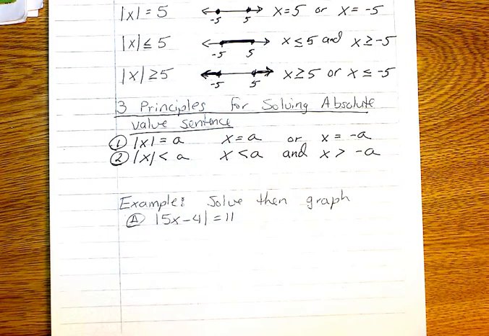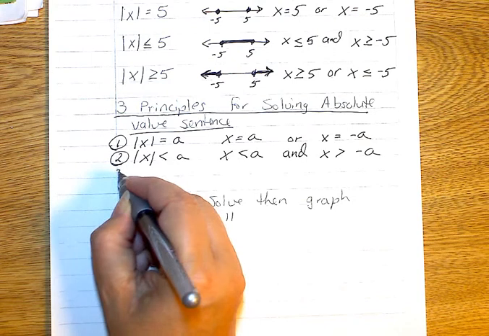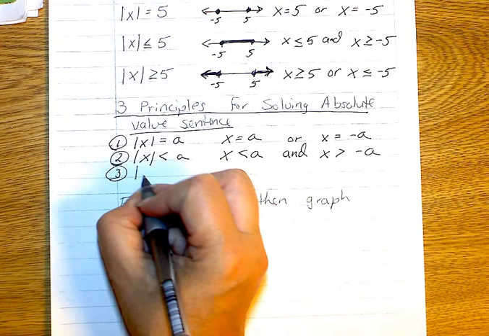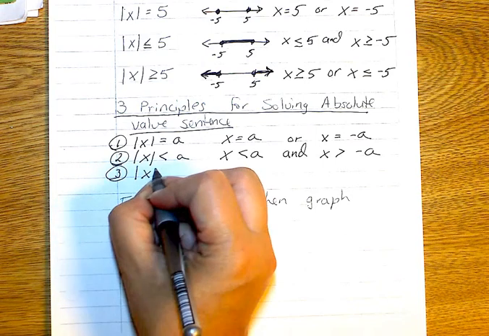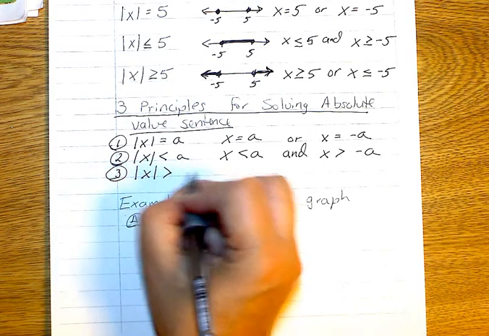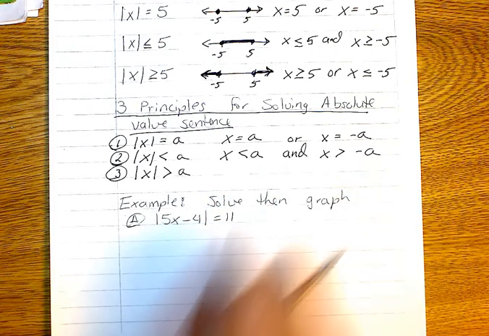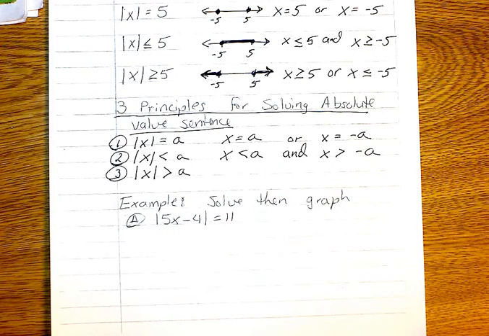All right, so with your shoulder partner, you don't have to write down 3, but I want you to tell your shoulder partner if you have the absolute value of x is greater than a, what do you think the principle says? And then we're going to write it down, but what do you think the principle will say?